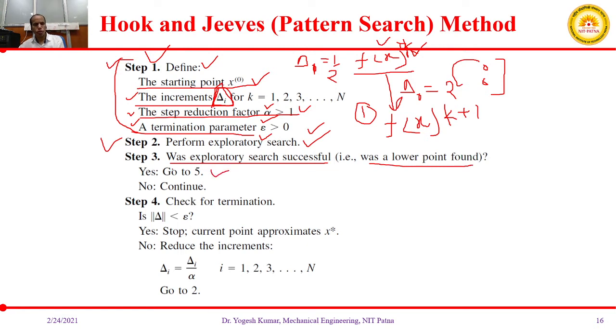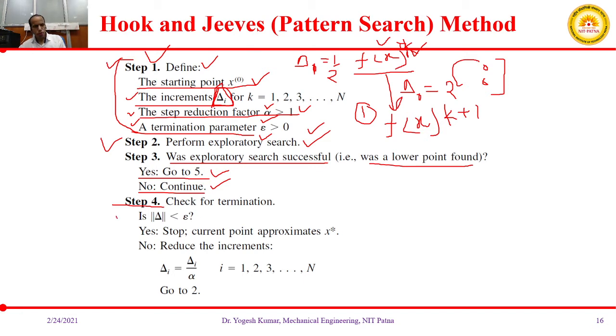Okay, so we will go to step number 5. Otherwise, if we are not able to conduct the exploratory move, if we are not successful using the exploratory move, then we will go to step number 4.